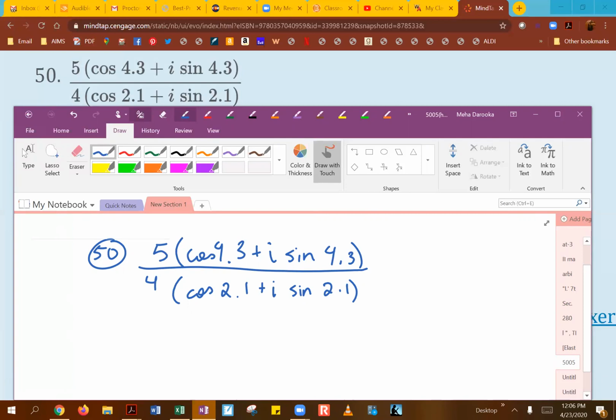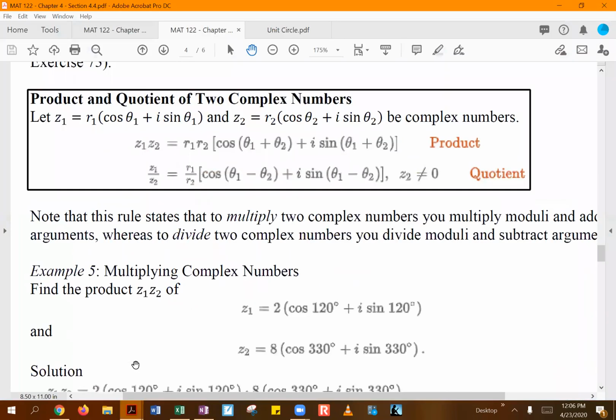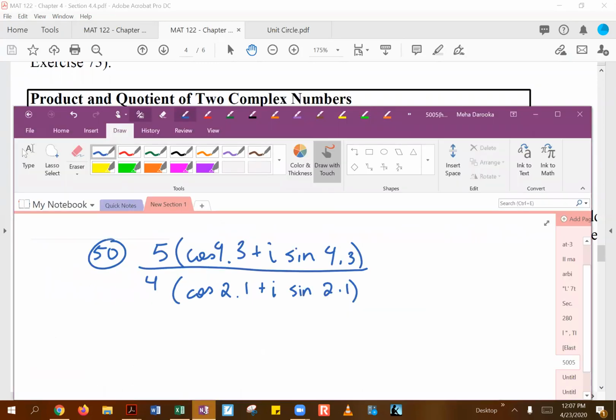Okay, are you guys done writing the problem down? Yeah. Here's your rule for the quotient. Theta minus 1, theta minus 2, C2 cannot equal 0. So that's just 4 or 5.